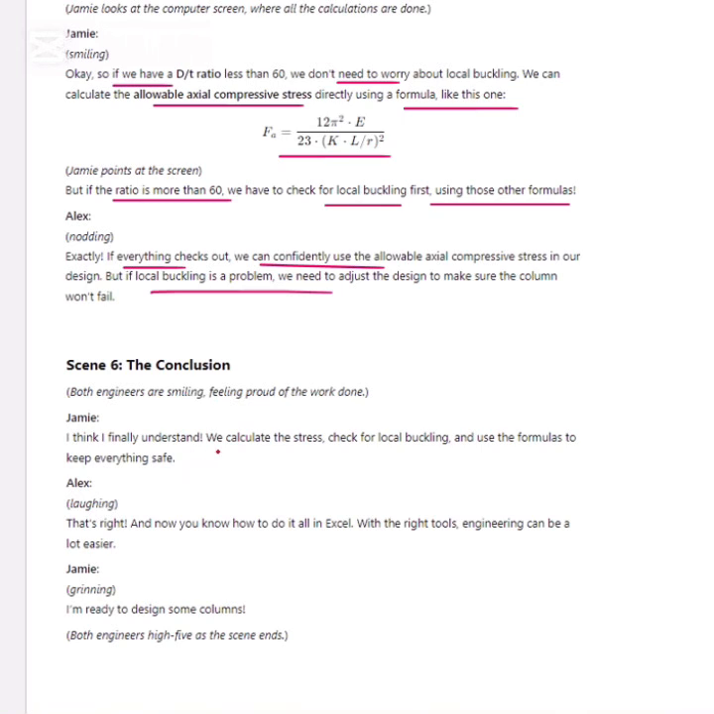I think I finally understand. We calculate the stress, check for local buckling, use the formulas, keep everything safe. That's right. Now you know how to do it all in Excel. With the right tools, engineering can be a lot easier. I'm ready to design some columns.